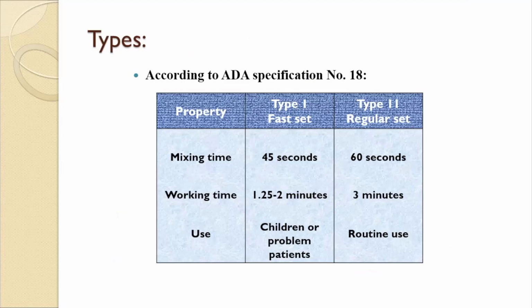So the mixing time varies, like in your fast set it is 45 seconds, in your regular set it is about 60 seconds. And your working time is about 1.25 to 2 minutes in your fast set and 3 minutes in your regular set. So your fast set basically can be used for children and other problematic patients, some people who are having gag problems, etc., so that we can be a little faster. And the other one can be used routinely.